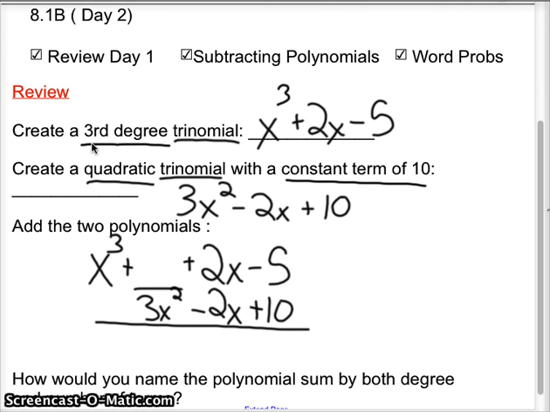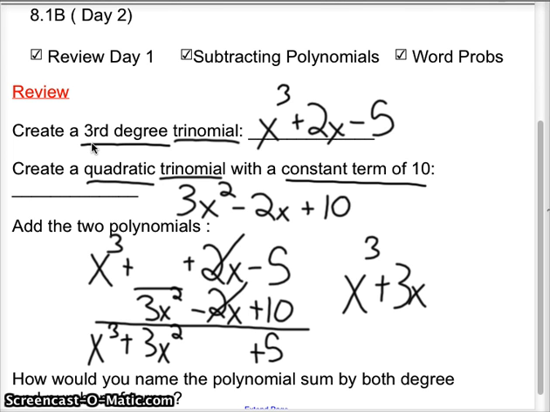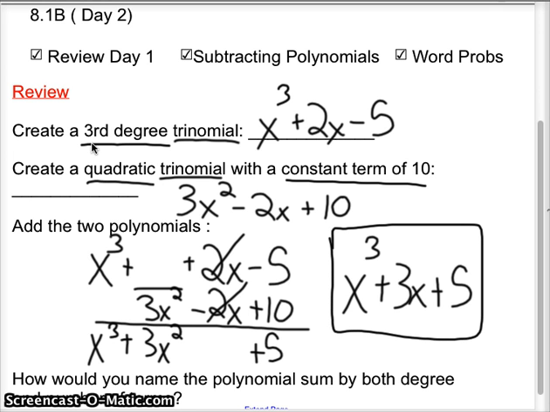Now we can just add all the like terms. So the x cubed just comes down. 3x squared just comes down. 2x minus 2x, well, that actually just cancels out. Negative 5 plus 10 is a positive 5. So our solution is x cubed plus 3x squared plus 5. That's what we get when we add our two polynomials together.